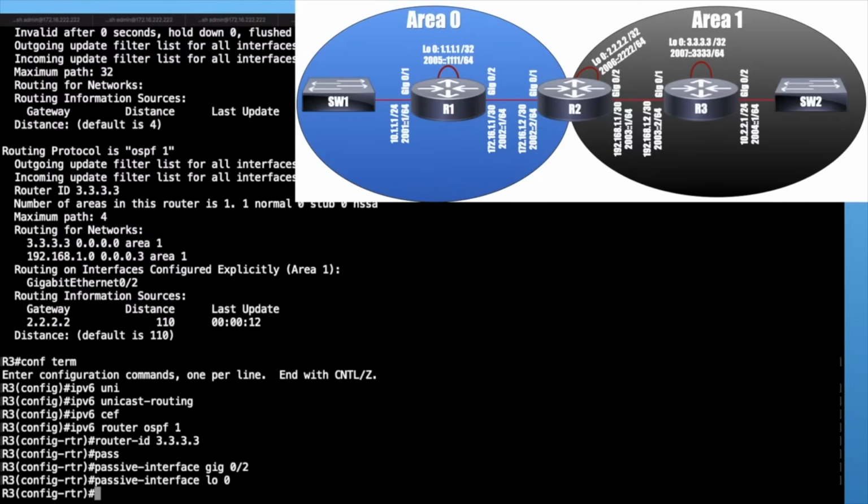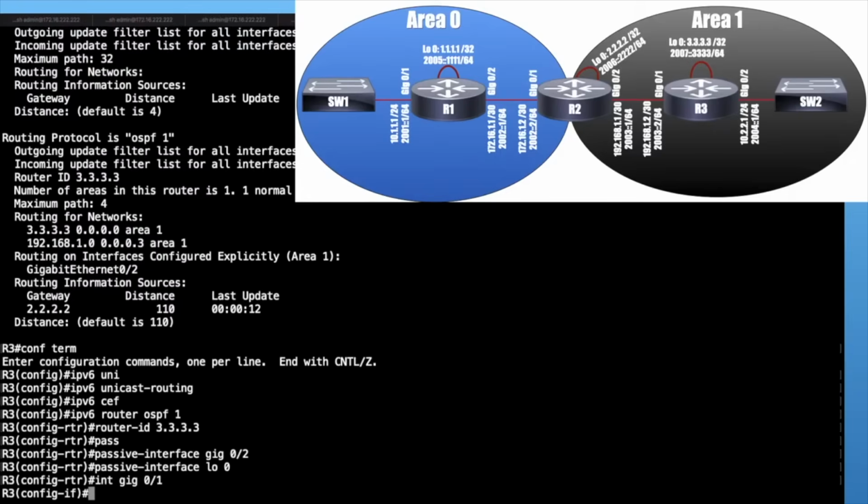But wait, I haven't given a network statement. Here's the thing. We don't give network statements with OSPF version 3. We do all of it from interface configuration mode. So let's go into interface gig 0/1 and say IPv6 OSPF. I want you to belong to process ID 1, and I want you to belong to area 1.